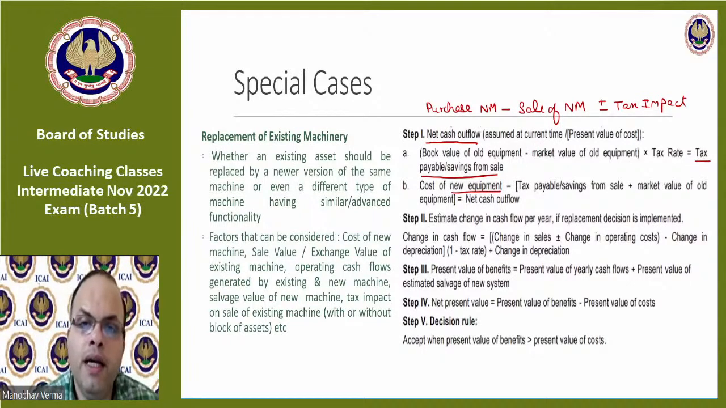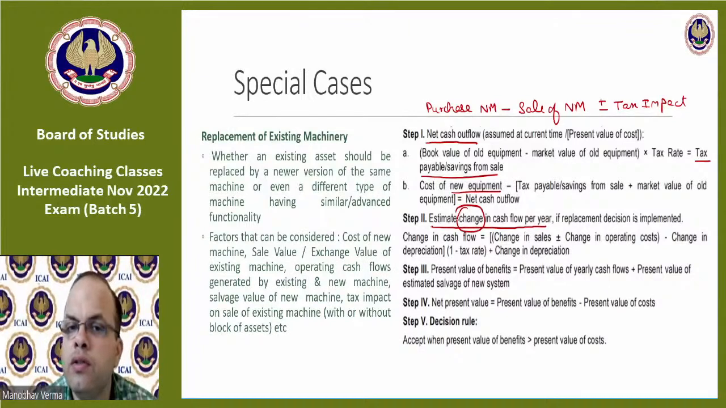Second step would be to estimate the change in the cash flow. My focus is on this word change. Because there could be additional revenue, there could be additional cost, but you are talking about net change. There could be change in depreciation also. What if there is a change in depreciation? Take the tax shield loss on the additional depreciation. And then step three is calculate the present value of those benefits, discount them. And then you calculate the NPV.